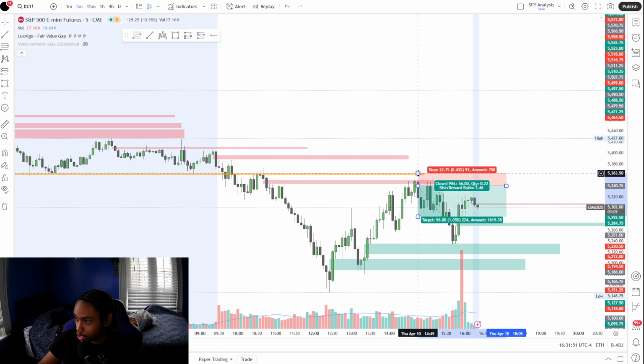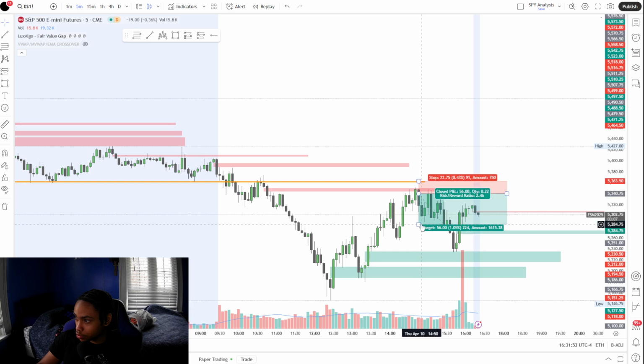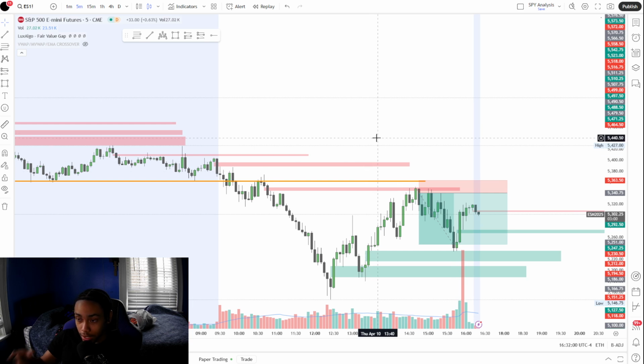Stops. You can have your stop right up here. Target. 2 to 1 reached. 3 to 1 reached. 4 to 1 reached. Okay, guys, this is not rocket science. This is another trade recap.